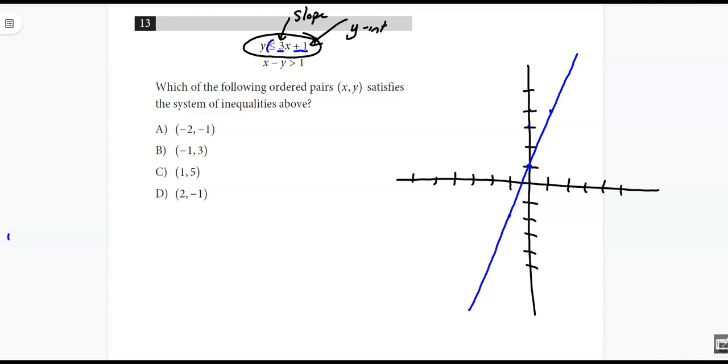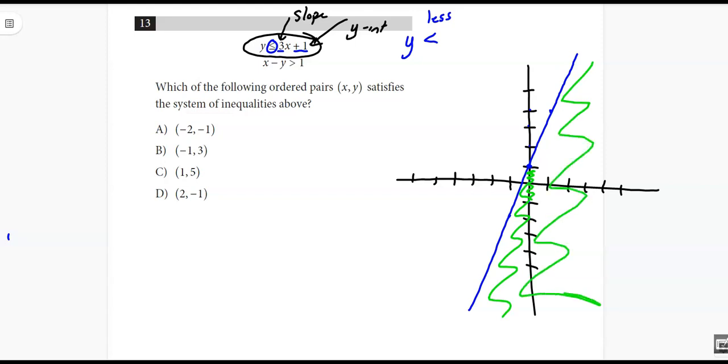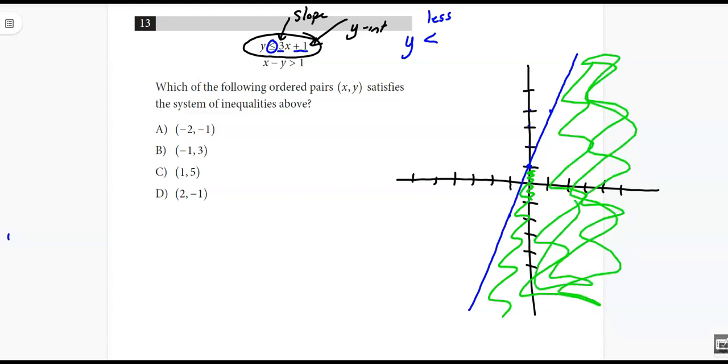Actually, because this has an equal to, it's solid. And the one thing that you need to know is, since this one is y less than, I want to shade below. So I'm going to shade everything on the side where the y-axis goes lower. So basically, all of this stuff here is going to get shaded, because you're below the line.